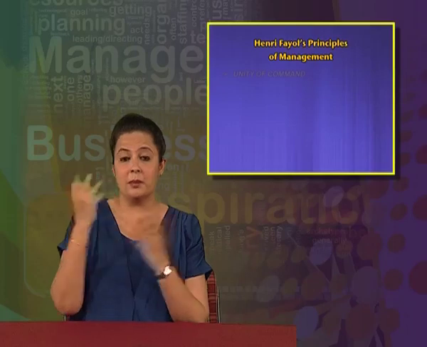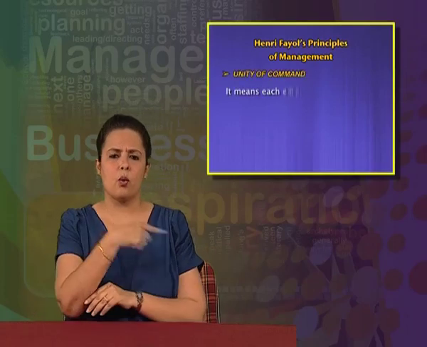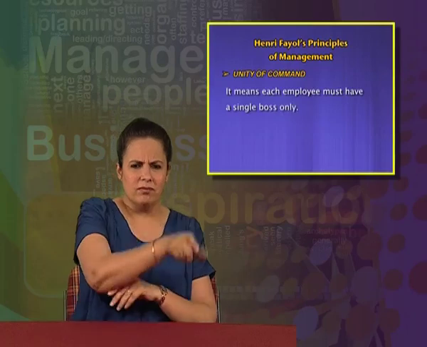Our next principle is unity of command. It means each employee must have a single boss only. He must receive all the orders from the same boss. What happens if he gets orders from so many bosses? There will be overlapping of work. If the first boss is asking him to do the work, he will say, I'm doing the work of the second boss. And if the second boss is telling him to do the work, he will say he's doing it for the third boss. So now you can understand, it is almost impossible to take work from the employees if they are having more than one boss.